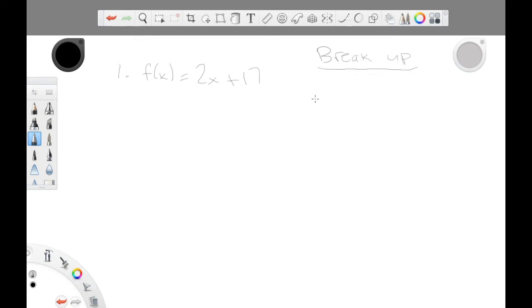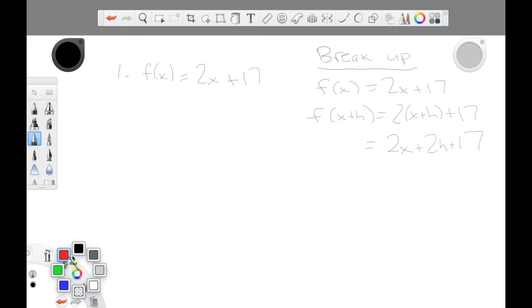This is how I like to do it, because you have to find f of x. We already have that. And you have to find f of x plus h. f of x is just 2x plus 17. And f of x plus h is 2 times x plus h plus 17, which is 2x plus 2h plus 17. And these are the two things that we need to find to plug into the formula.